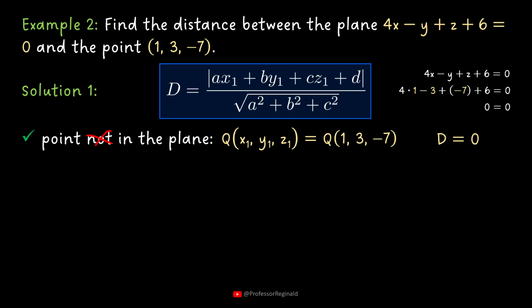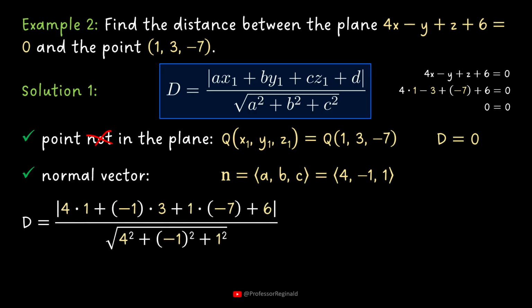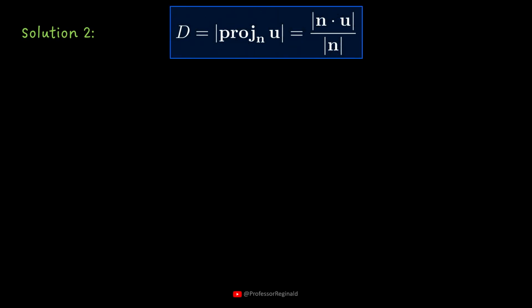Using the given equation of the plane, we can deduce the normal vector. Substitute the coordinates of the point and the components of the normal vector into the distance formula. Therefore, the distance between the plane and the point is 0. Solution 2. We will now use the following formula of distance. Let's find a point in the plane.